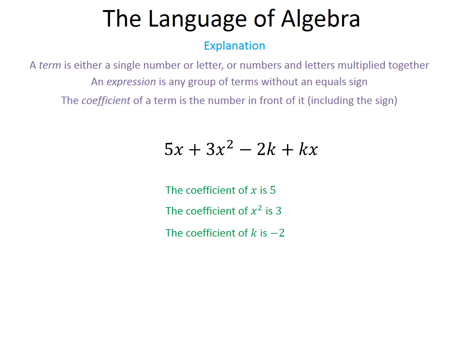And finally, with the coefficient of kx, first of all, that's not the same as the coefficient of k, because that's just k. This is kx. It's not the same as the coefficient of x or x squared either. So the letters have to be exactly the same, and the index numbers have to be exactly the same. And so with kx here, the coefficient of that, well, there's no number in front of it. And that means there's a 1 there. Remember, there's always a 1, even if it's not written down. So if there's no number in front of it, then there's always a 1 there. So the coefficient of kx is just 1, and it's positive 1 because that's a plus.